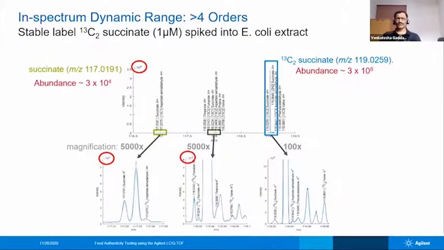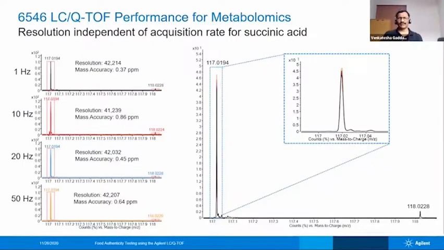So I was talking about the spectral dynamic range, right? What happens when you inject your sample, there'll be a huge peak, and at the same time there is a very small peak. Your instrument should be able to see both peaks. Here you see this particular compound at 10 to the power of 8, and this is 10 to the power of 4. It is 4 orders of magnitude lower, but still we are able to identify that compound very easily. Right, so this is the 4 orders of magnitude of in-spectra dynamic range.